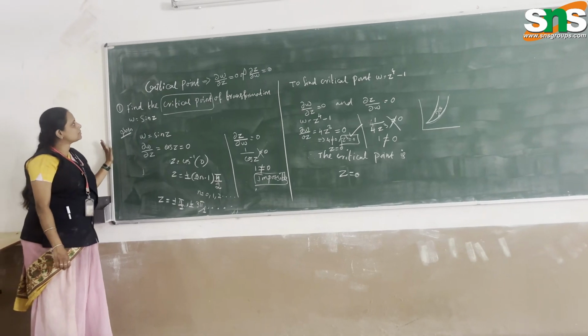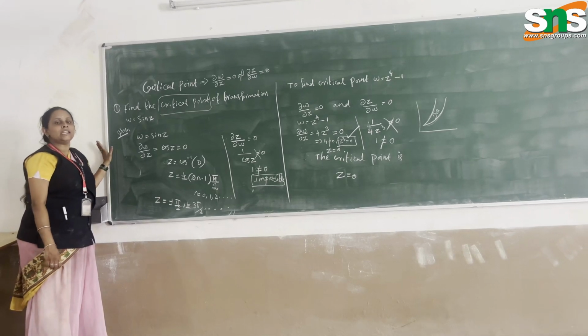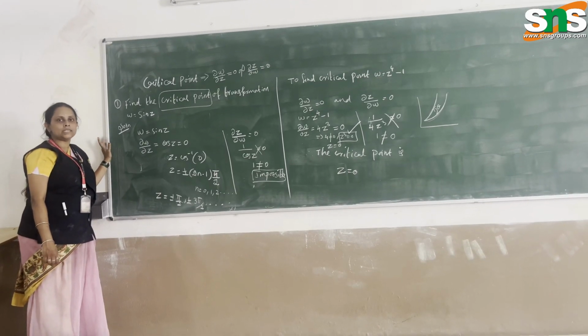So in this class we learned what a critical point is. A critical point is nothing but a point where the function is not conformal, at the point z equal to z naught.